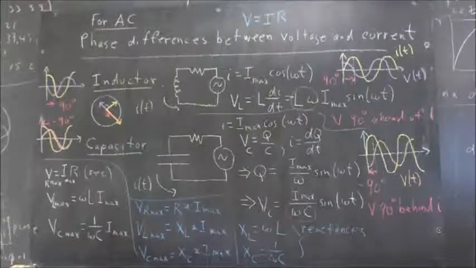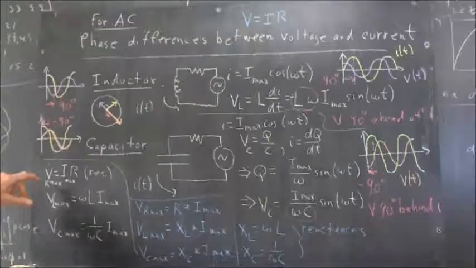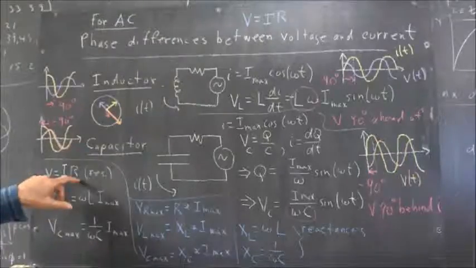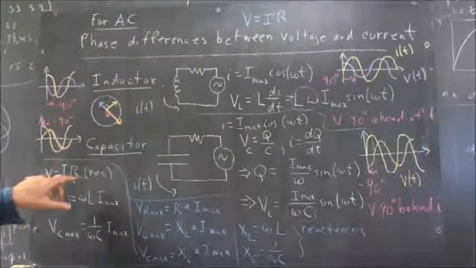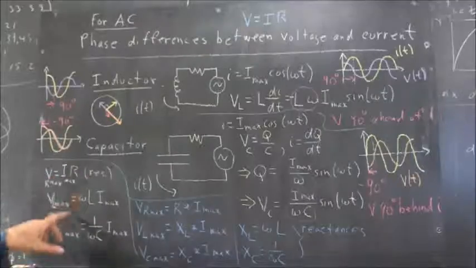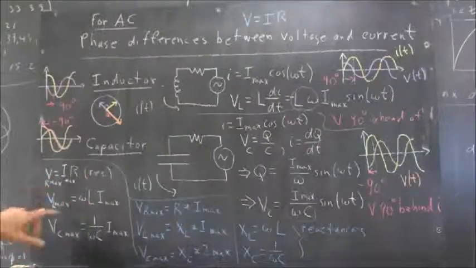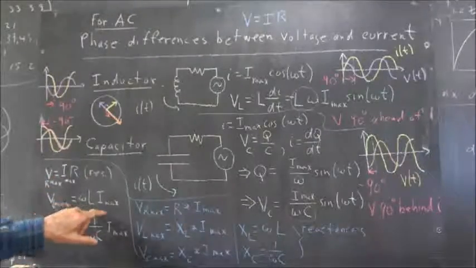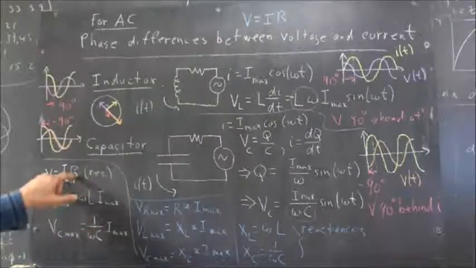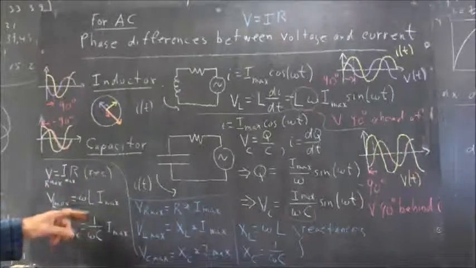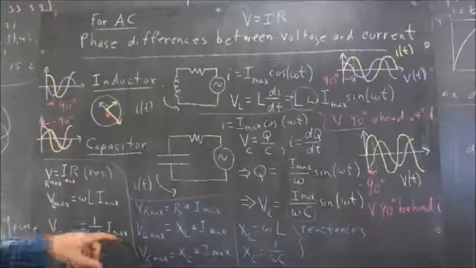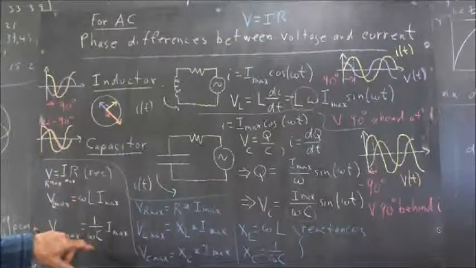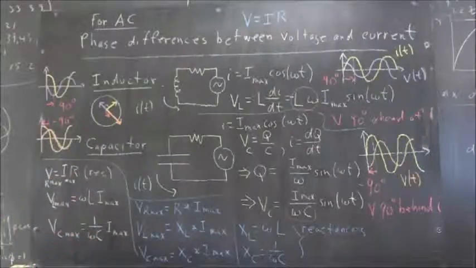If we had a resistance, we would have voltage as I max times R. Well, here we have our maximum voltage. Maximum inductor voltage is omega L times I max, so omega L acts like a resistance. And 1 over omega C times I max, so 1 over omega C acts like a resistance in inhibiting the maximum voltage, and inhibiting the voltage function.